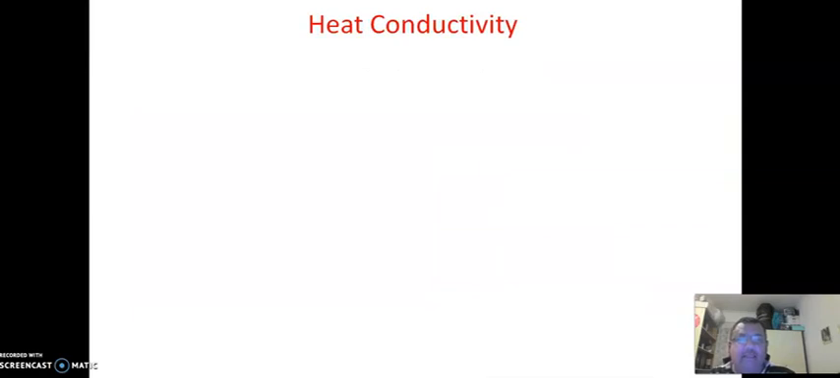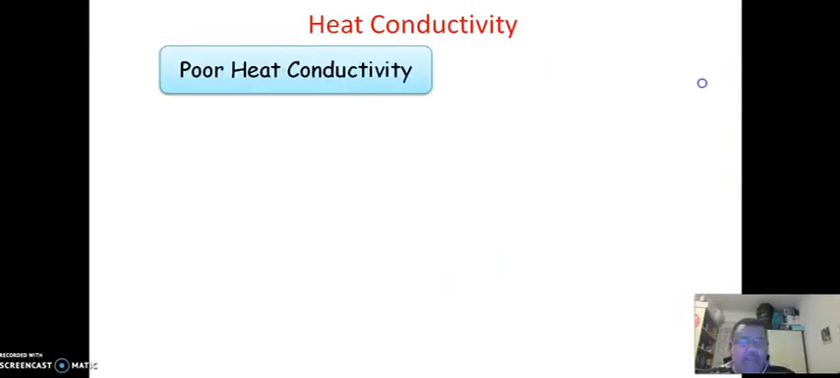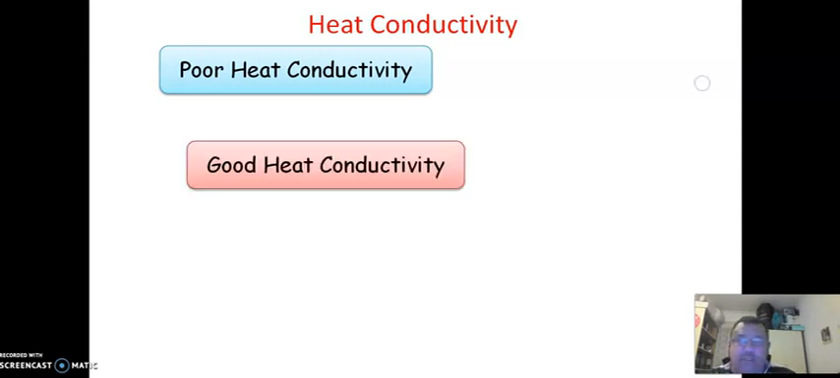Right, now let's look at heat conductivity. Heat conductivity has to do with something that's getting warm, that you can't touch, for instance. Remember, there's a difference with electricity that will shock you, but heat refers to something that you won't be able to touch at all in certain cases. Now, we have the concept of poor heat conductivity and good heat conductivity. Now, let's see where we would find these two concepts.